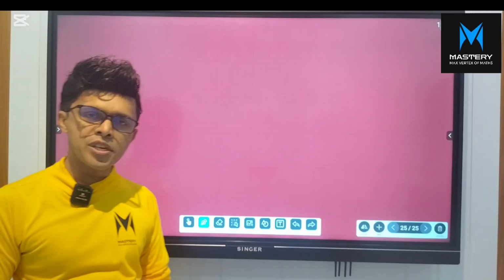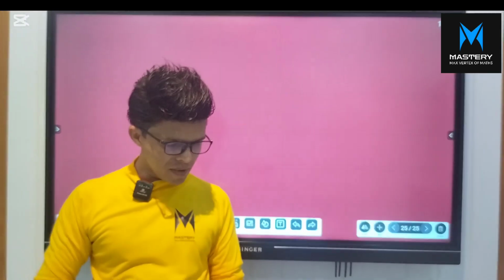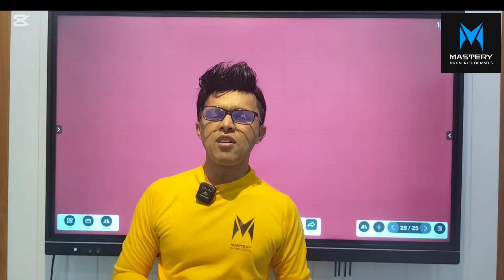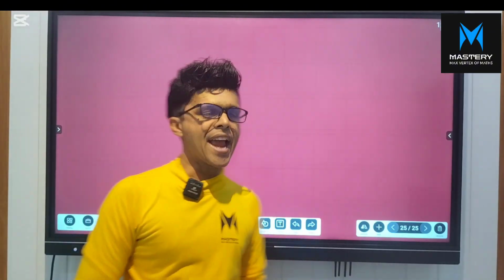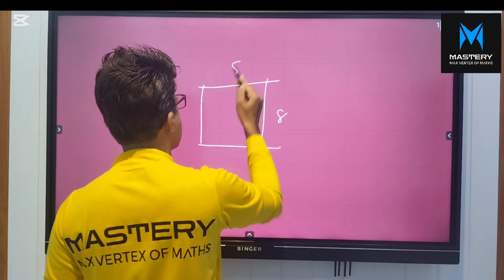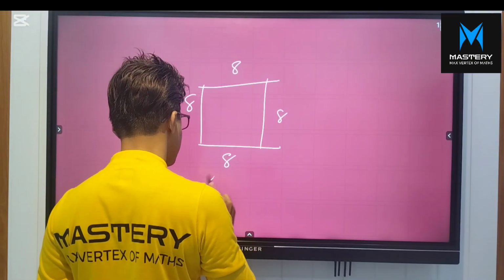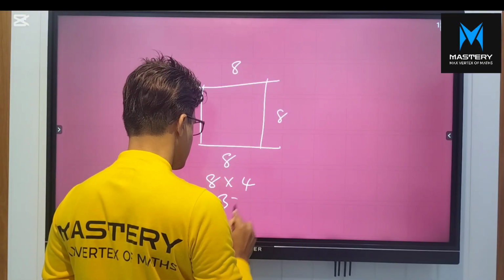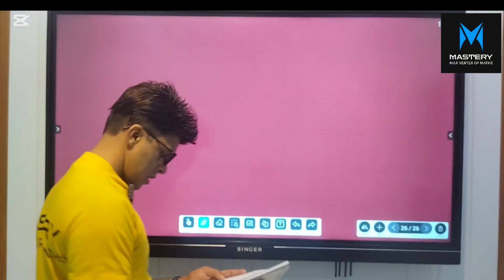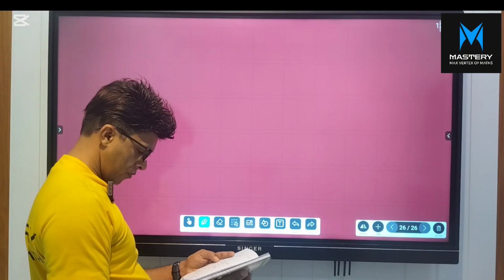Seventh question. Why am I mentioning the extra things? So that you can remember, right? So find the perimeter of the given figure. Here is a square, and a side of this square is 8 cm. This is 8, this is 8, this is 8. So we could get the perimeter: 8 times 4, which is 32 cm, okay? 32 cm.